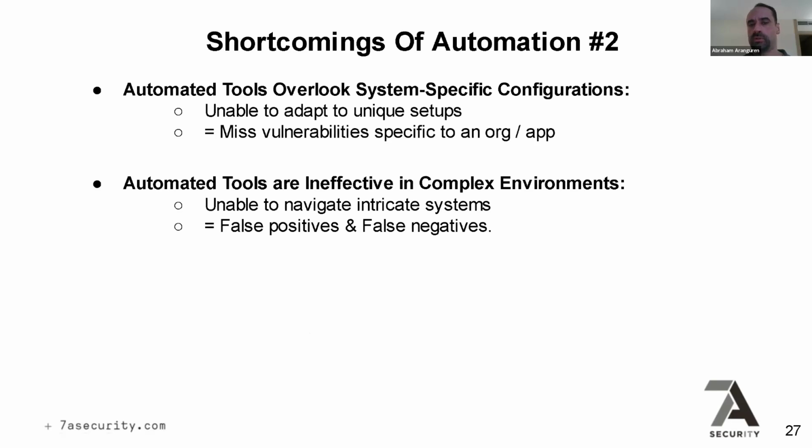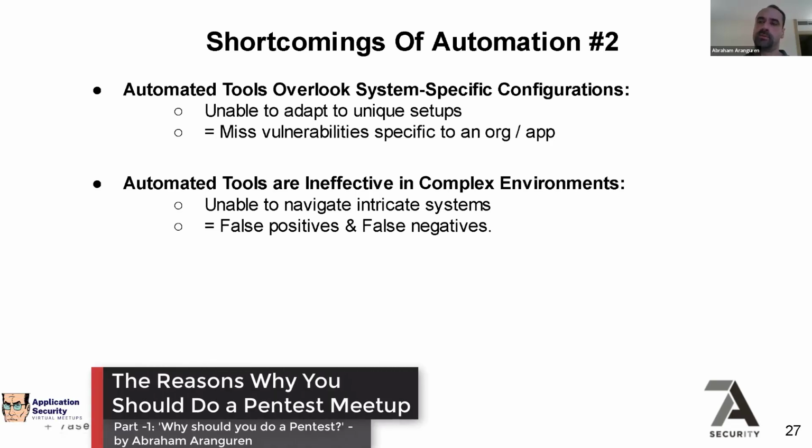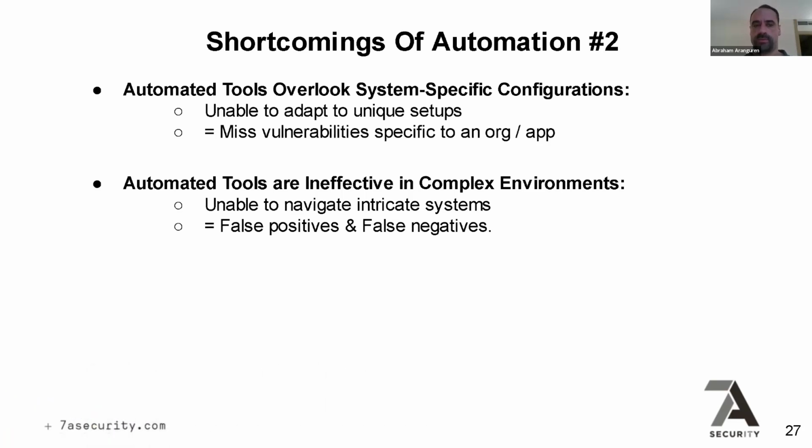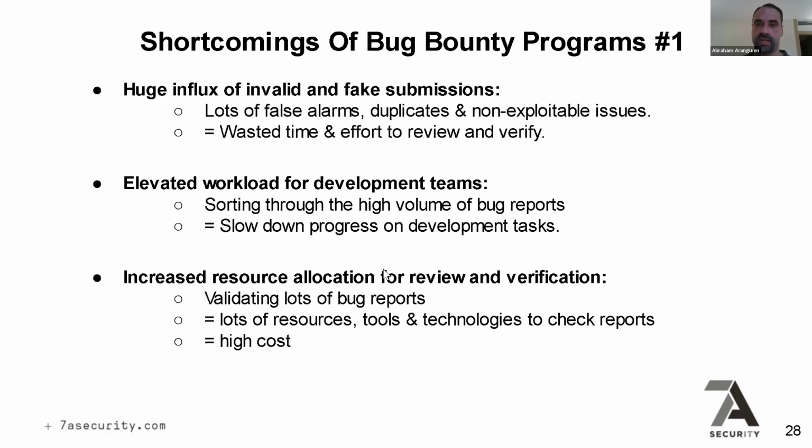Now, they also overlook system-specific configurations. They are unable to adapt to unique setups, and they miss vulnerabilities specific to an organization or an app, right? So this has happened to us in pentests, like we report something as medium, and then the customer tells us, no, this is actually critical because you should never be able to see that, right? So this is business-specific stuff, and you only get this type of feedback when you talk to a customer, right? And then sometimes they are ineffective in complex environments because they are unable to navigate intricate systems, and then you get the false positives and false negatives.